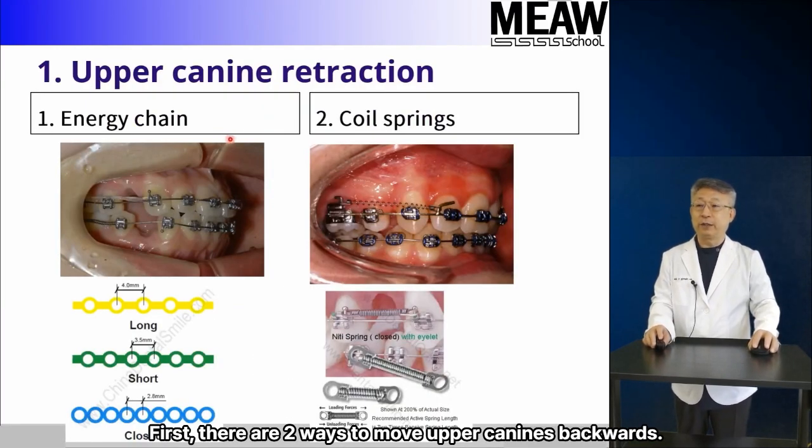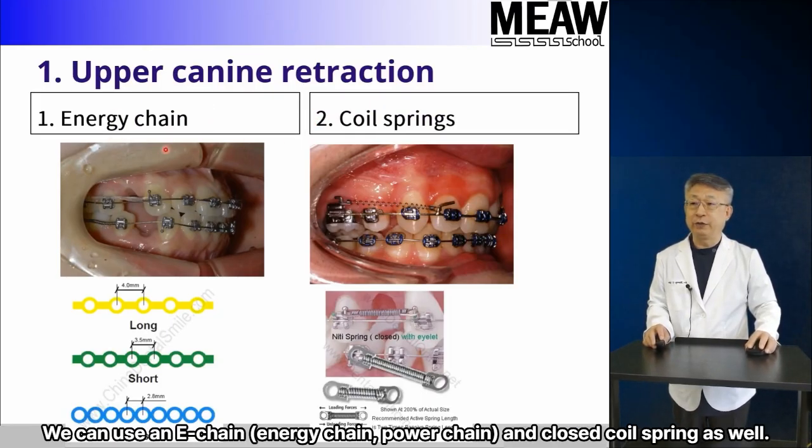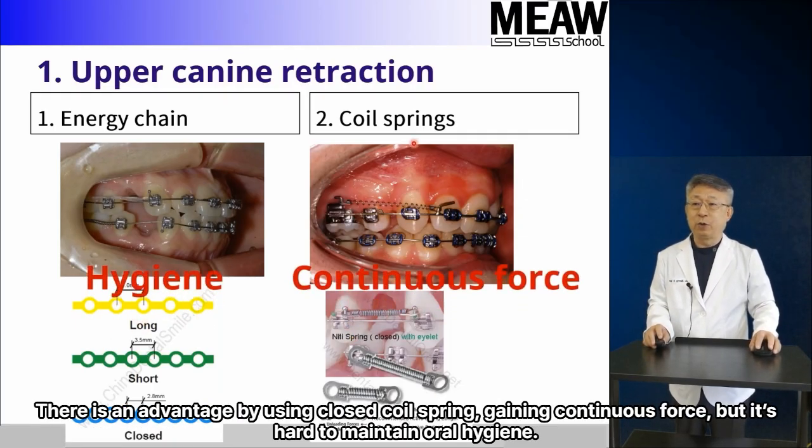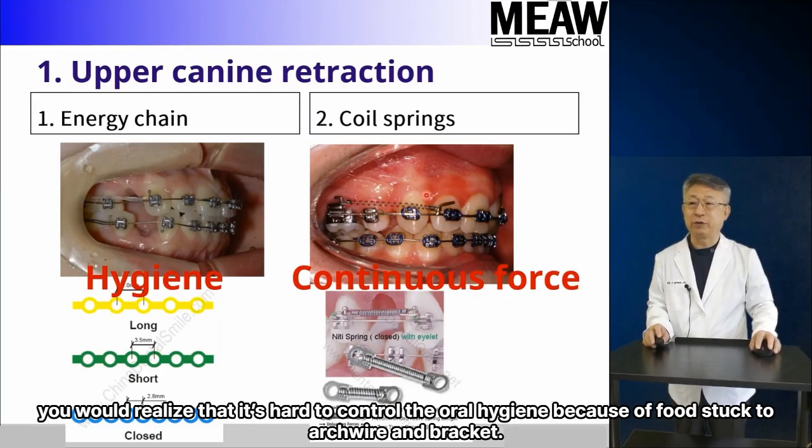First, there are two ways to move upper canines backwards. We can use an E-chain, energy chain, power chain, and closed coil spring as well. There is an advantage by using closed coil spring, gaining continuous force, but it's hard to maintain oral hygiene. In the beginning, it would be good for patients, but a month later, you would realize that it's hard to control the oral hygiene because of food stuck to archwire and bracket.